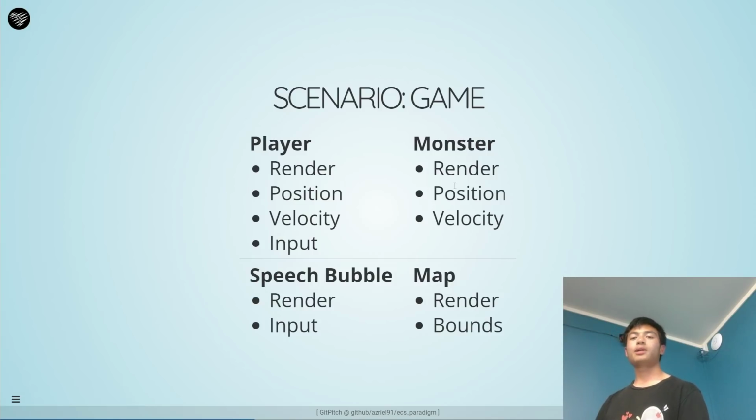Cool. So in a game scenario, perhaps you have these four types. A player is renderable. You can draw the player. It's got a position in the game and it can move around, velocity, and it takes input, which is perhaps user controlled. Monster is similar, it doesn't take controls. Speech bubble, you can draw it on screen, but perhaps you can only press next, so it doesn't need to have a position. And the map is special, it's got something called bounds, perhaps to prevent your characters and monsters from walking off screen.